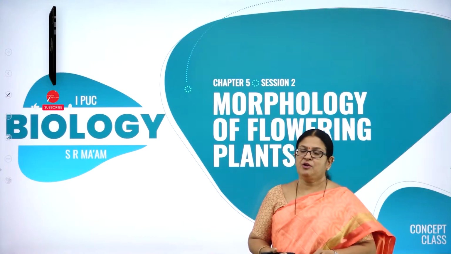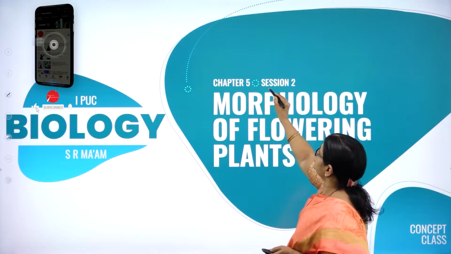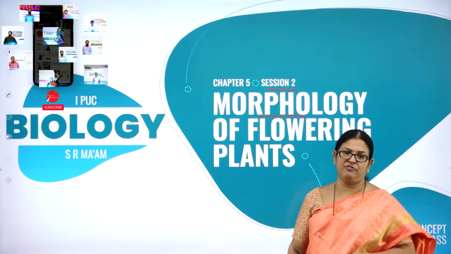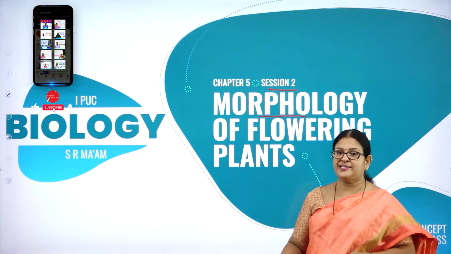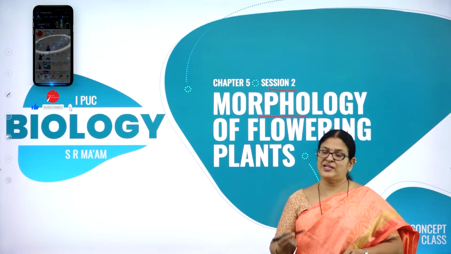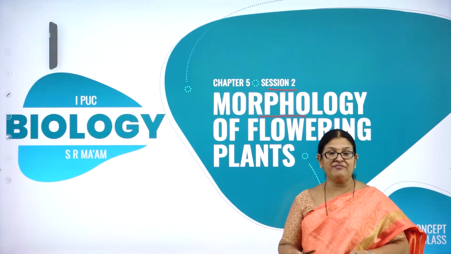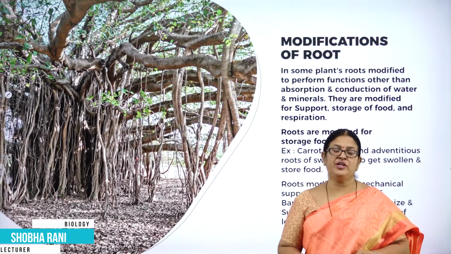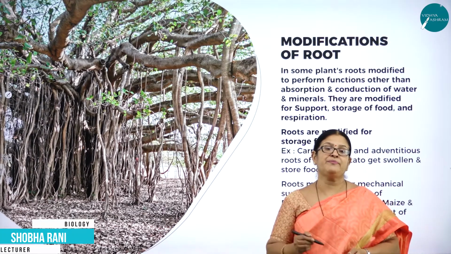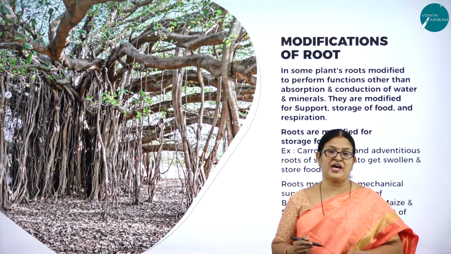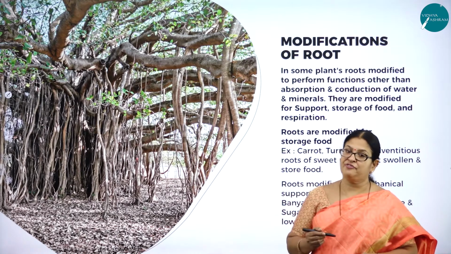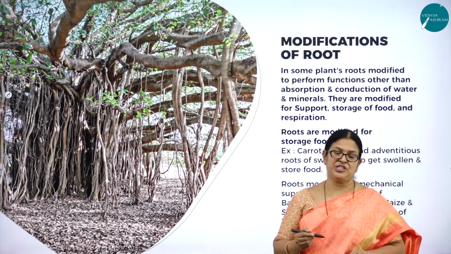Hello everyone, welcome back to session 2 of this very interesting chapter called Morphology of Flowering Plants. As I keep on telling, biology is one such subject which is very interesting. What did we learn in the last session? We learned about what do you mean by morphology. Morphology of flowering plants means what? Study of the external features of the flowering plants, namely the angiosperms.